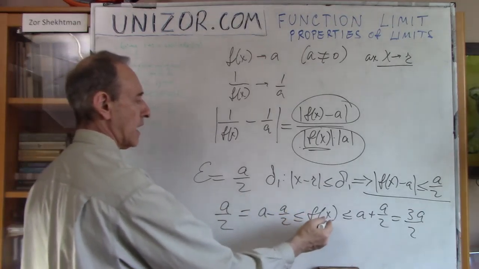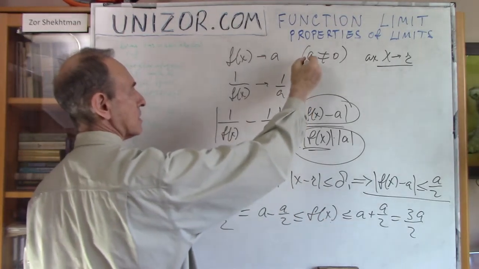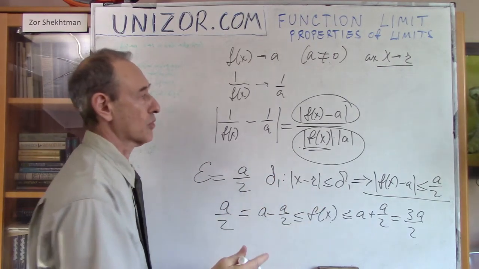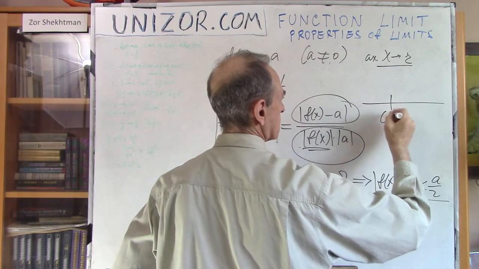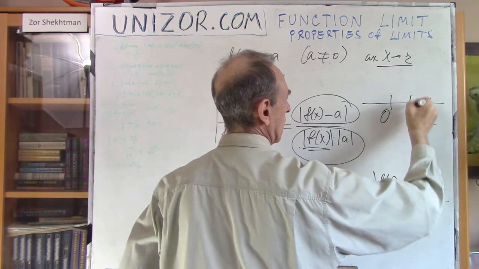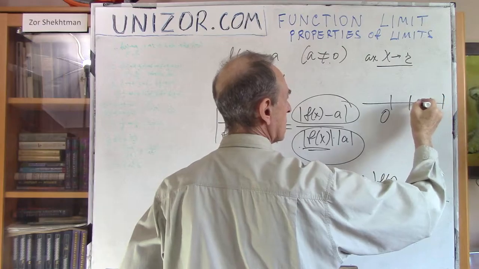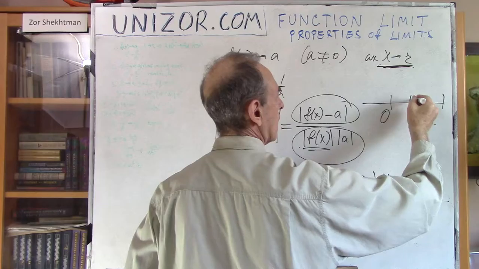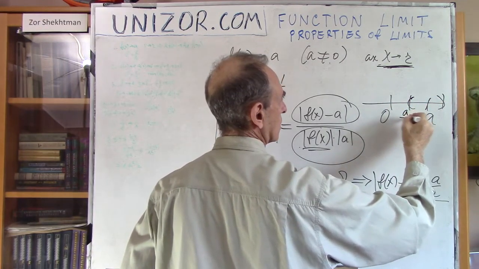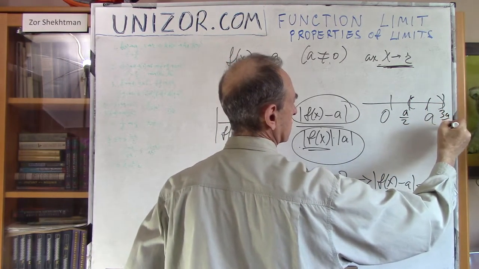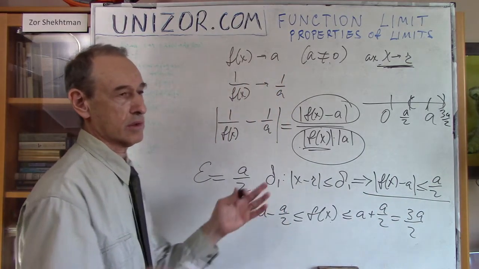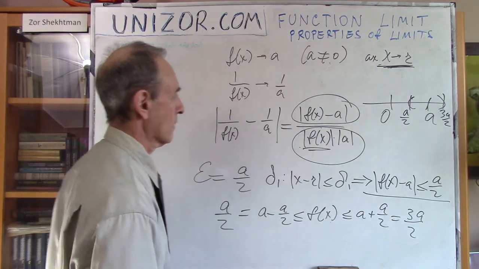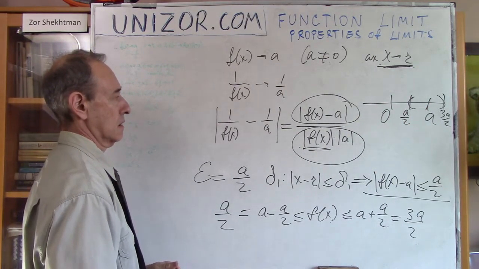As long as f at x converges to something which is not equal to 0, eventually it will be close enough to separate it from 0, right? So if this is 0 and this is a, obviously, if it converges to a, after a certain point, when the argument is significantly close to x, I will be separated from 0, a over 2 and 3a over 2. Or I can choose a over 4, it doesn't really matter, as long as this is not equal to 0. I'm far from 0.